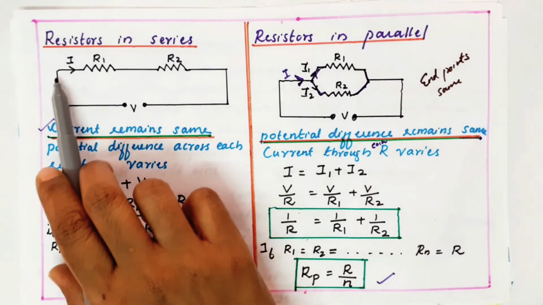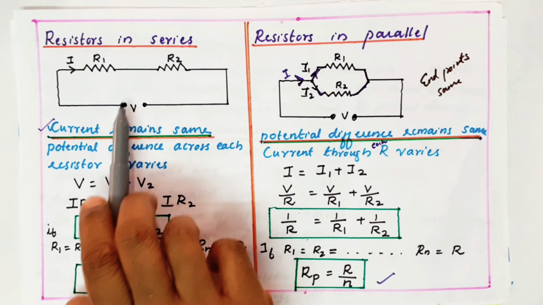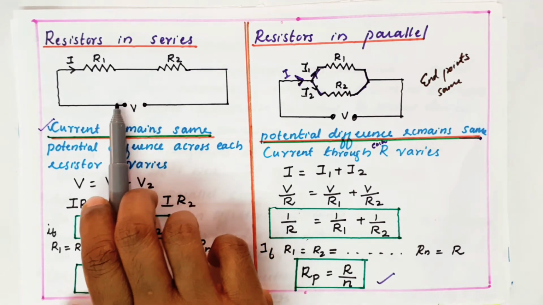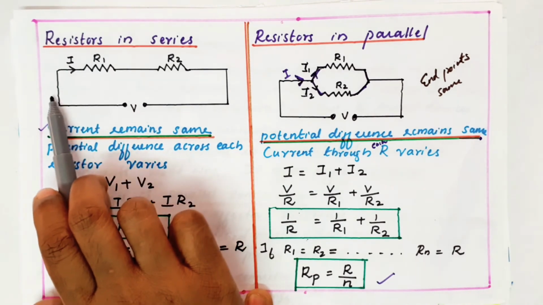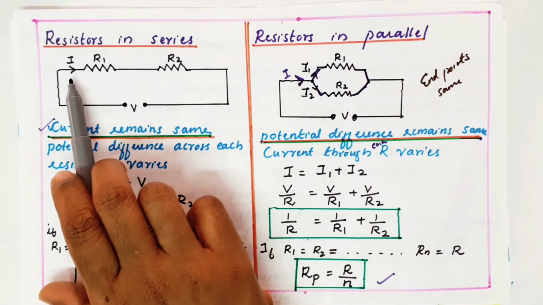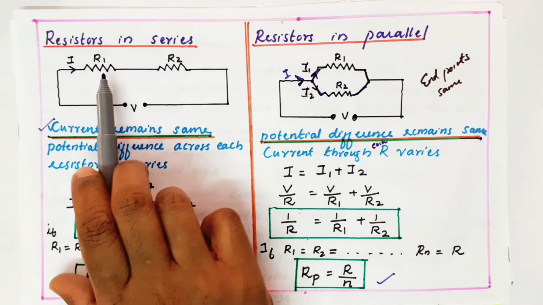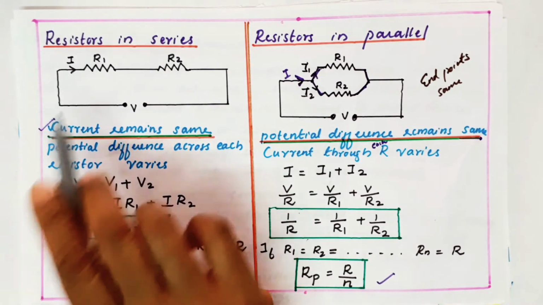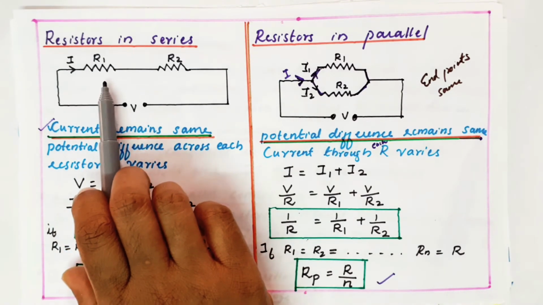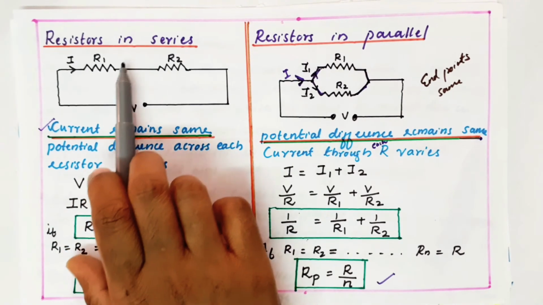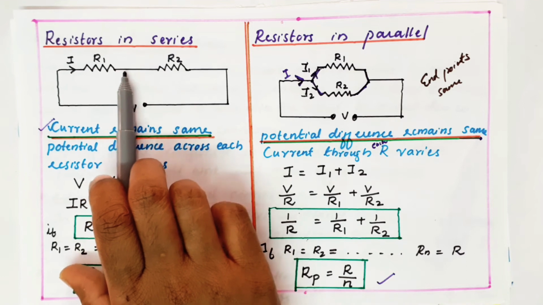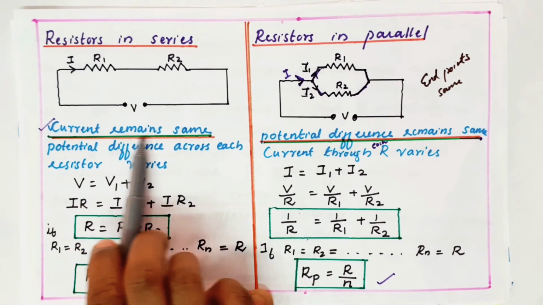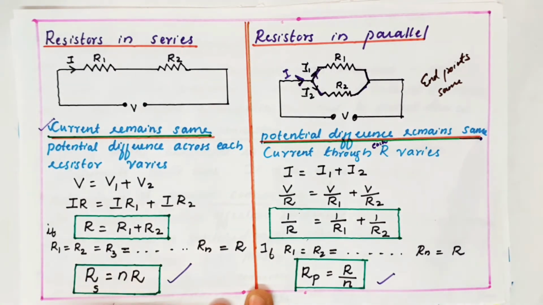If you supply a current, this is a voltage I marked, it means it's a supply voltage. We are connecting a cell or a battery here. So the current flows from this source and that current I marked as I. That I goes through the first resistor and then to the second resistor. When it passes through the first resistor, there is no other way to go. Directly the same current goes to R2. It means the current remains the same in a series connection.